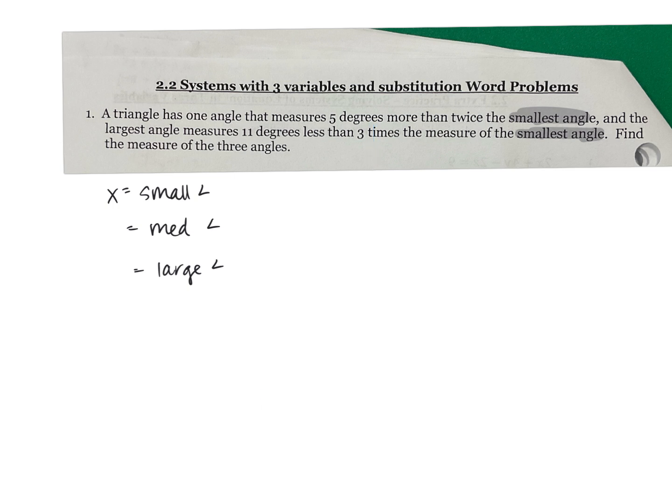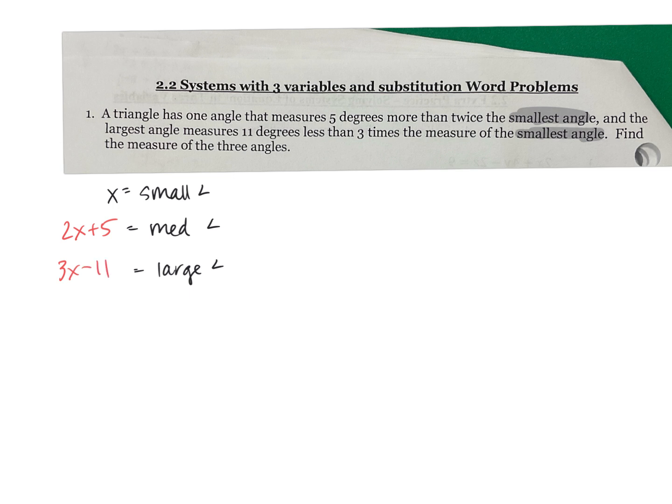Exactly. So she's saying my medium would be, it says twice the smallest, 2X, and then 5 more than that. So I'm going to add 5 to that. We okay with that? This is different than what we've done. The largest angle is 11 degrees less than 3 times the smallest. 3X minus 11. Beautiful. That's why I wanted to do this together.